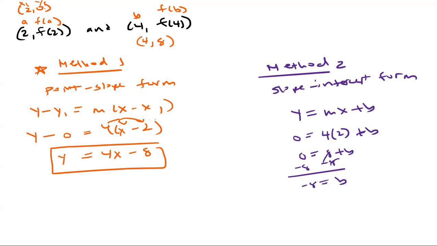But you're like, wait, I got a b here. We're supposed to get an equation. Well, we do. We're just going to rewrite this as y is equal, and we already know our slope, which was 4, so y equals 4x minus 8. That will be our answer here. So again, just two different methods: the point slope form, and the slope intercept form. But at the end of the day, we get the same answer.